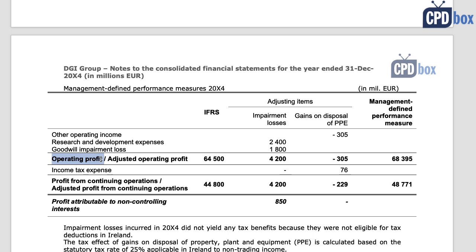Here we start with operating profit reported under IFRS accounting standards in the statement of profit or loss. And then you go to the right columns and see the adjustments for impairment losses and gains on disposals of property, plant and equipment. And thus we arrive at the management-defined performance measure, in this case adjusted operating profit. And the same applies to the line below. Profit from continuing operations is reconciled to adjusted profit from continuing operations.